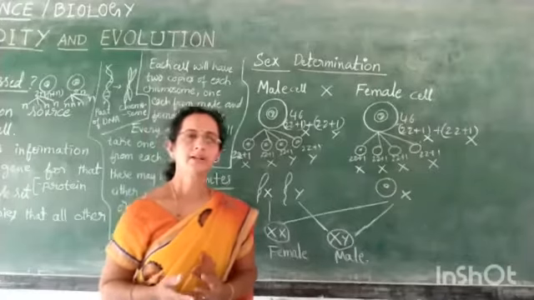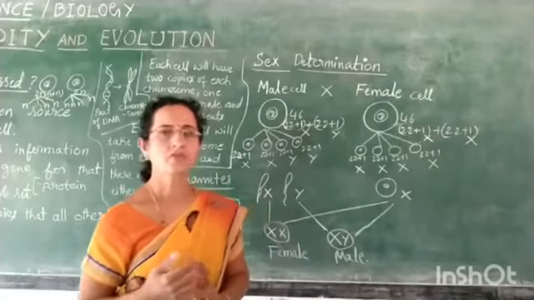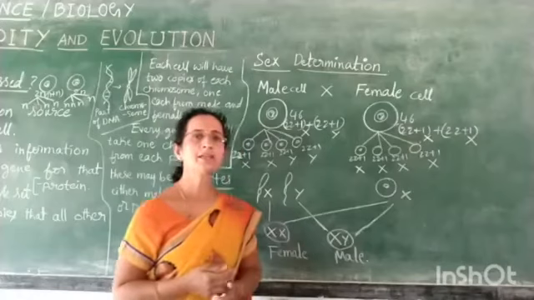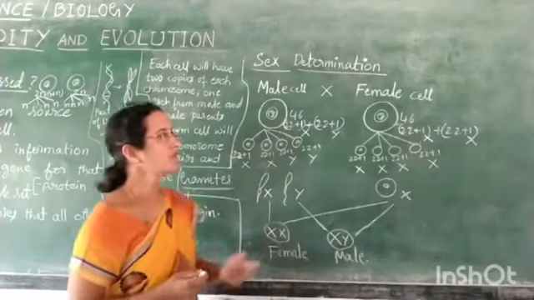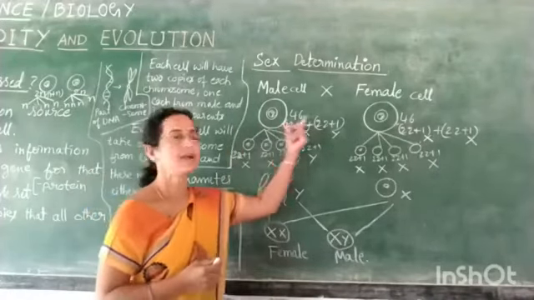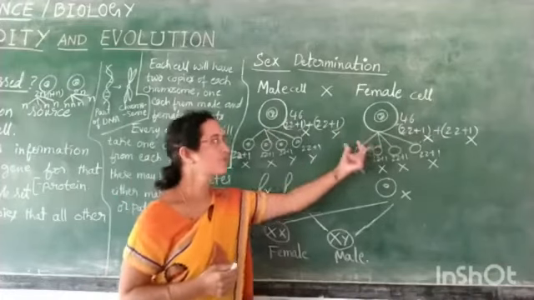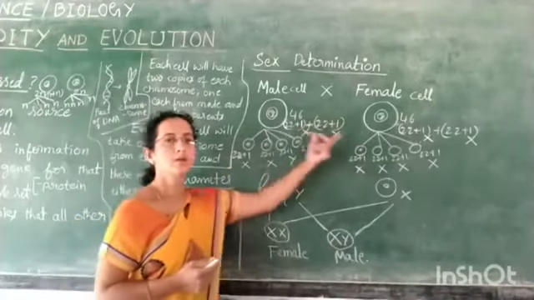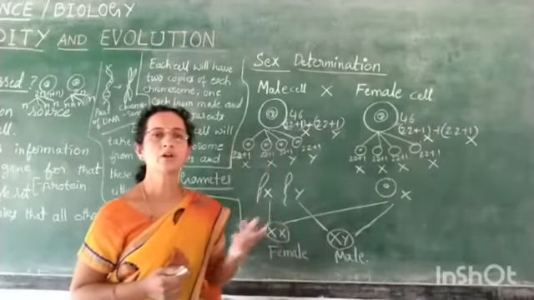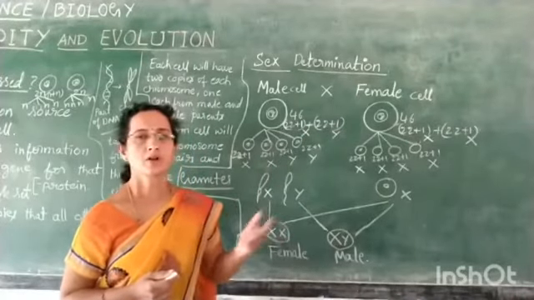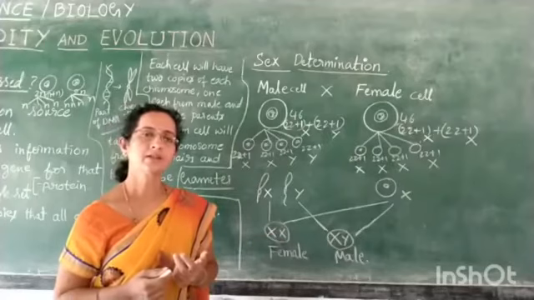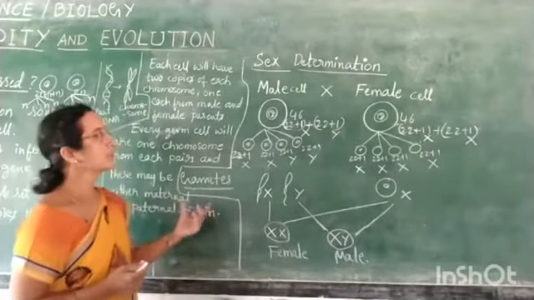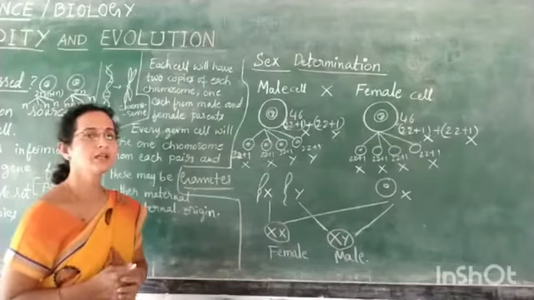We learn that characters are transferred from parents to offspring, and for any character in the offspring, a set of chromosomes from the male and a set of chromosomes from the female is very important. So both male and female have to contribute their chromosomes when they give rise to the children. This can be learned by the concept of sex determination in human beings.